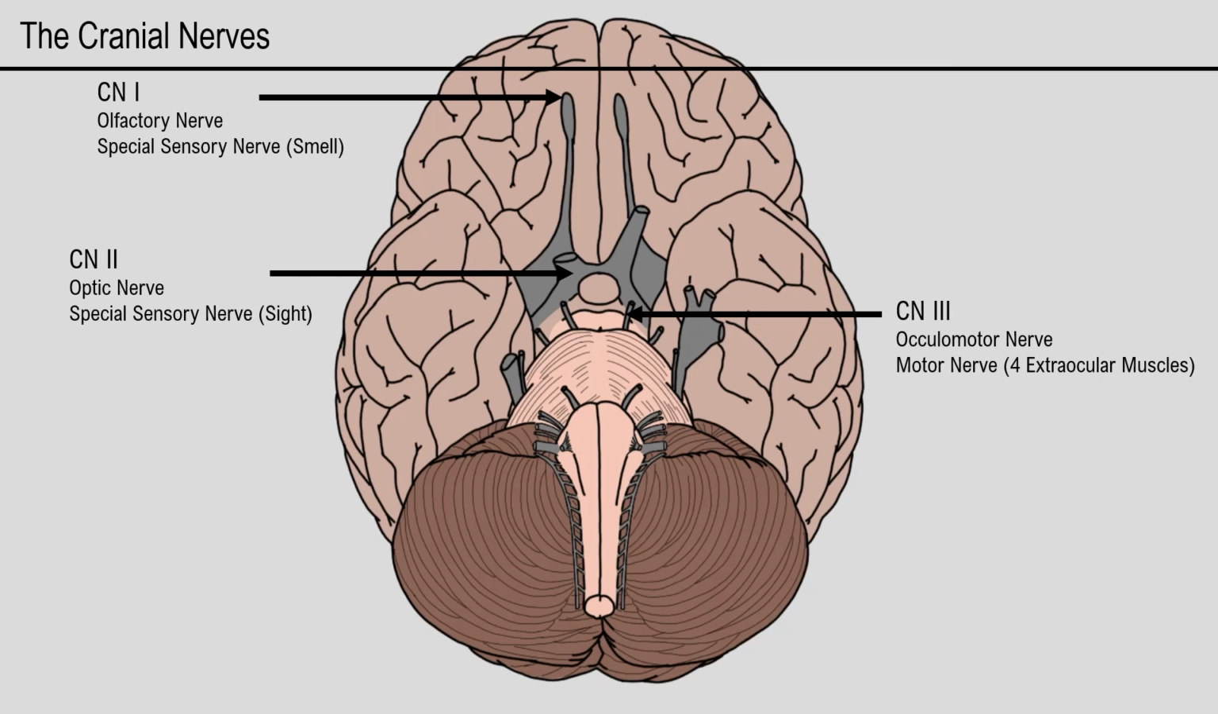We have another nerve that innervates the extraocular muscles of the eye. This is cranial nerve number 4, or the trochlear nerve. This motor nerve innervates the superior oblique muscle of the eye.